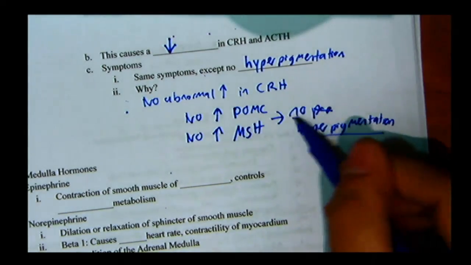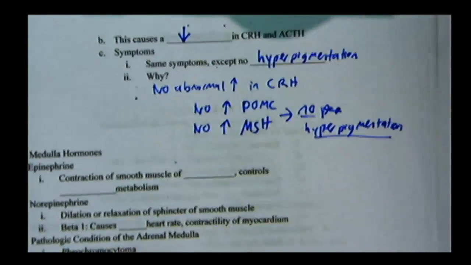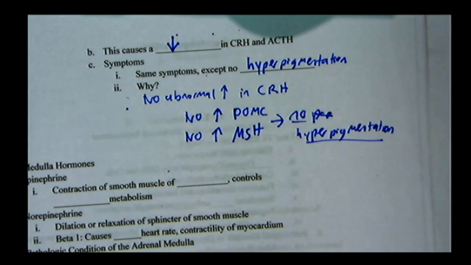Okay, is everyone good? Is this making sense, the difference between Addison's and Cushing's? Yeah? Okay. If you have any questions, you can ask me at the end.